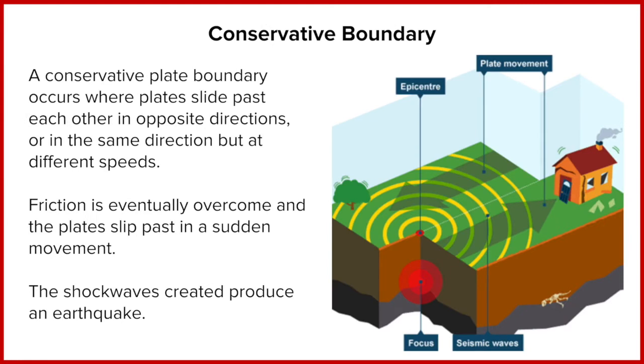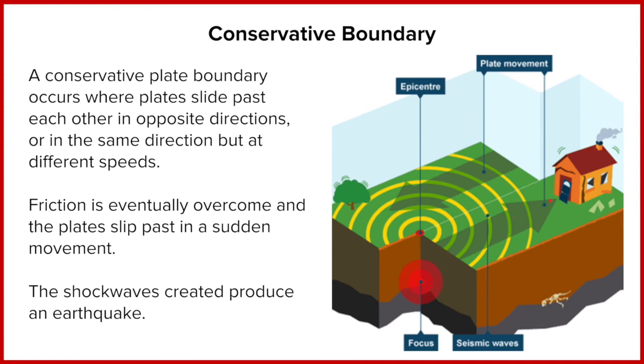And then finally we have a conservative boundary. Now, whereas in destructive plate boundaries we're seeing land being destroyed, and in constructive plate boundaries land is being created, conservative boundaries don't have any plates being made or destroyed. That's why we call it a conservative. It's remaining the same. In this diagram you can see the plates are moving in opposing directions parallel to each other, so one's moving towards the southwest and one's moving towards the northeast.